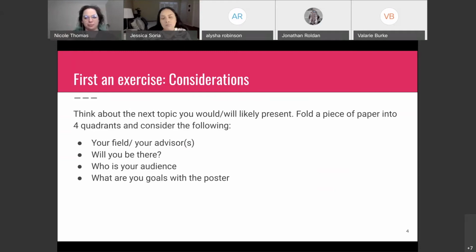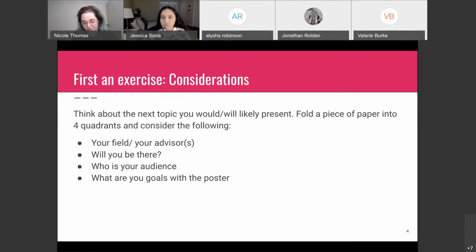Your second quadrant is whether or not you will be there. So will you be in person presenting your work, or will you be making a poster, contributing to a project, and then allowing other people to present it on your behalf? That's an important consideration once you're designing your poster, because we'll talk about it later, but basically, will you be presenting your research, or will you not be?